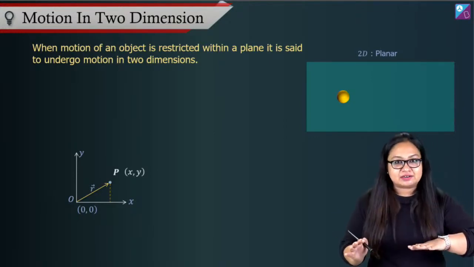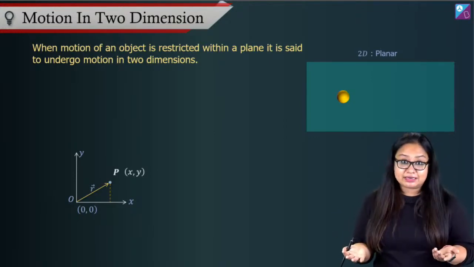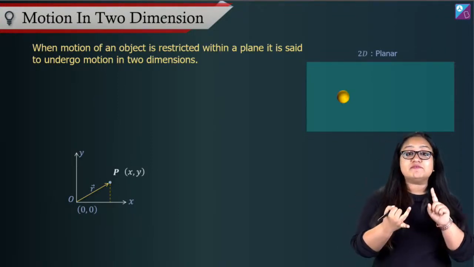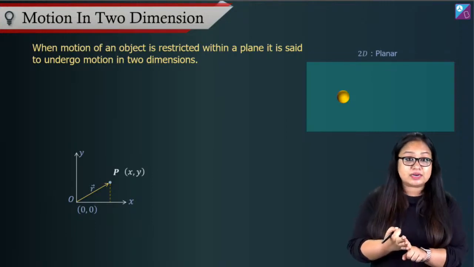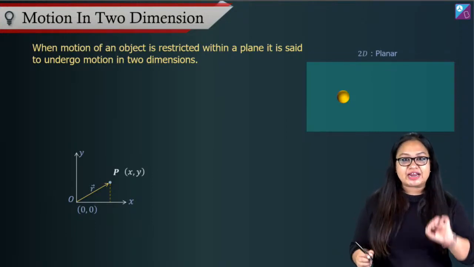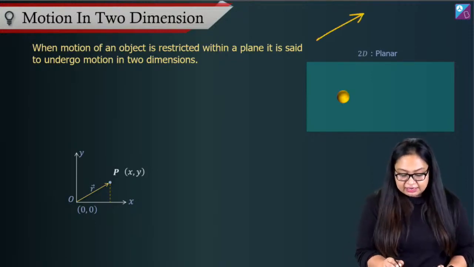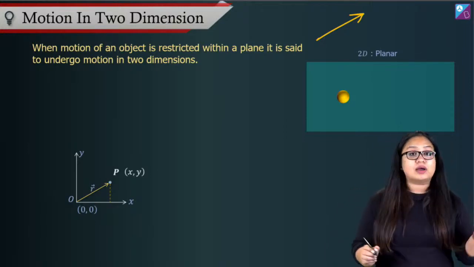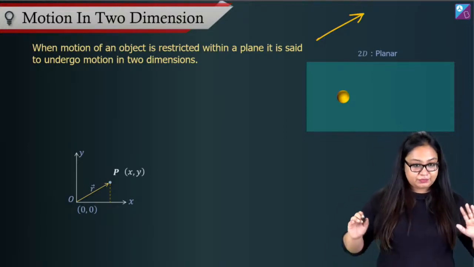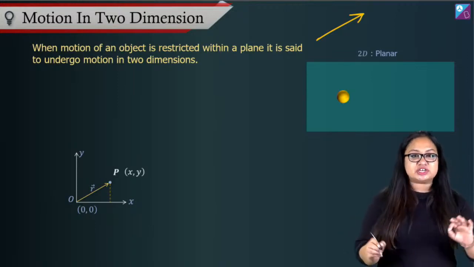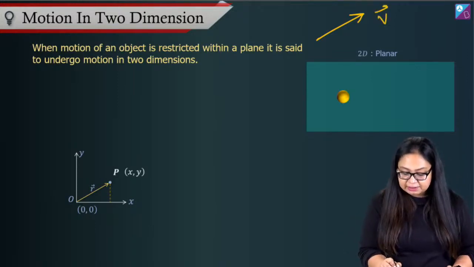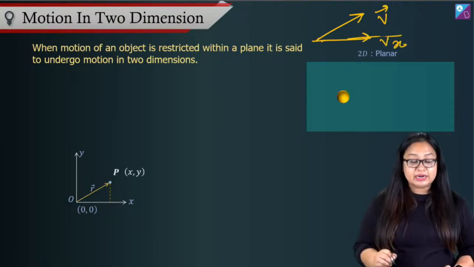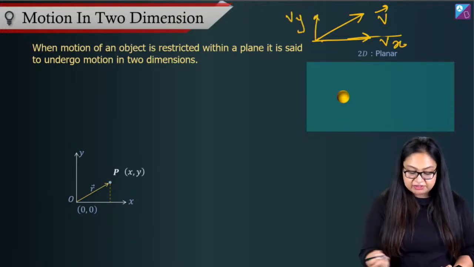In kinematics, we are dealing with parameters that are mostly vectors. Displacement is a vector quantity, velocity is a vector quantity, acceleration is a vector quantity. Any vector in a plane can always be resolved into two components, one along i cap and one along j cap. So if I have any general vector in a plane, let's say this is the v vector, then along the x-axis I can resolve it as vx, the x component, and along the y-axis as vy, the y component.